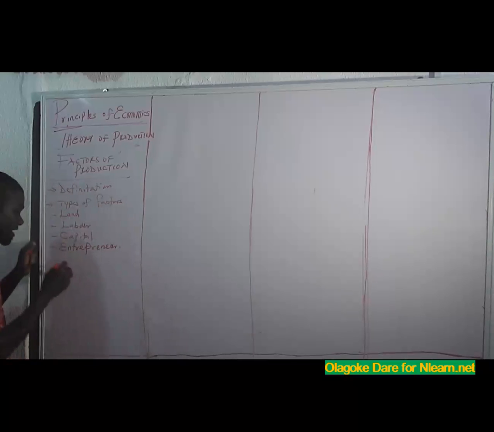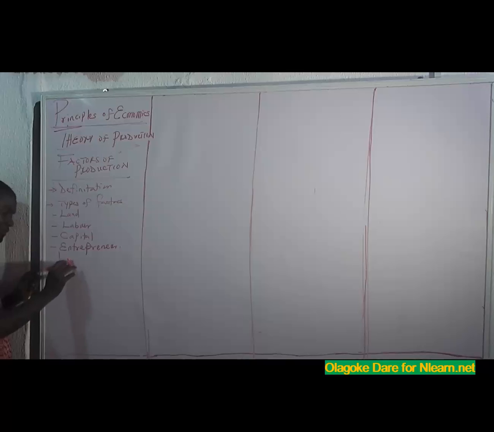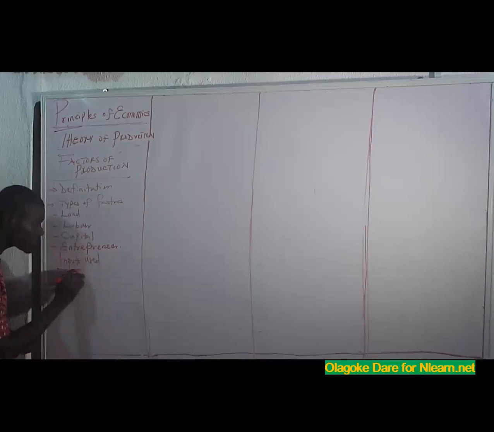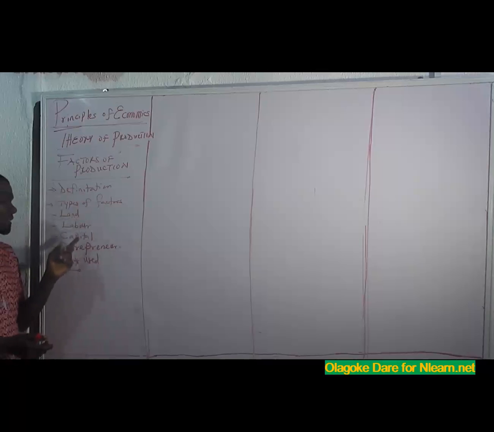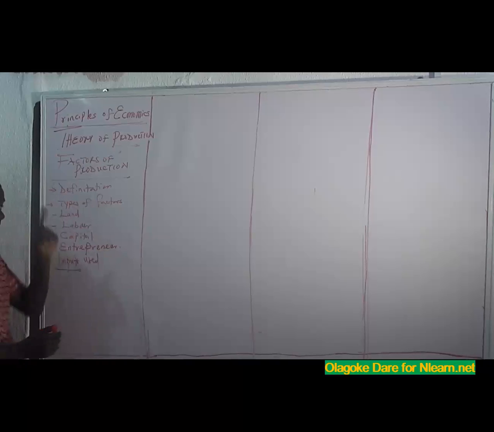Factors of production refers to inputs used in production process. So in economics, when we mention inputs, we are referring to the factors of production. So the inputs used in production process, they are the factors of production. Alright? And what are they? They are land, labor, capital, and what? And entrepreneur. So these are the four factors of production that we have. So let's look at them one after the other.